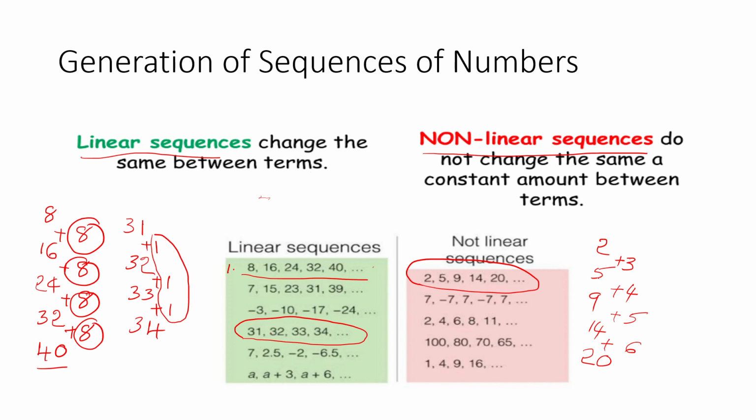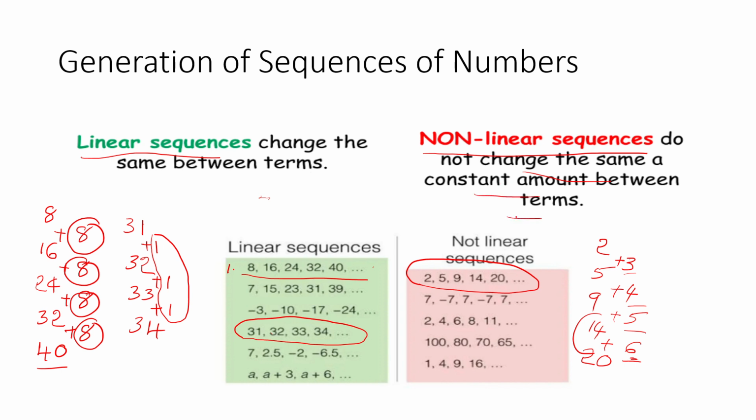Which means that when I am taking any two terms, there is a change or a difference between those two terms. But that change is not a constant for all the terms in that sequence. If I take these two elements, that change is 4. But if I take these two elements, that change is 6. Which means that the change is not constant. Then it is a non-linear sequence. So a non-linear sequence does not change by the same, constant amount between the terms.